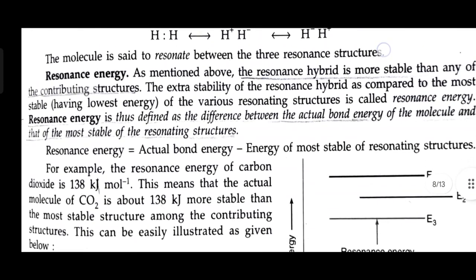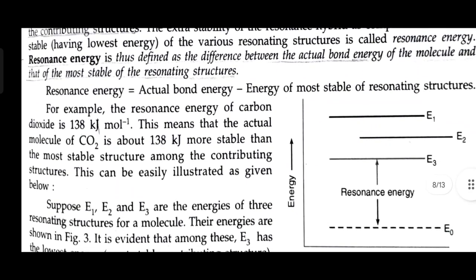Resonance energy. As mentioned above, the resonance hybrid is more stable than any of the contributing structures. The extra stability of the resonance hybrid as compared to the most stable of the various resonating structures is called resonance energy. Resonance energy is thus defined as the difference between the actual bond energy of the molecule and that of the most stable of the resonating structures. Resonance energy is equal to actual bond energy minus energy of the most stable resonating structure.